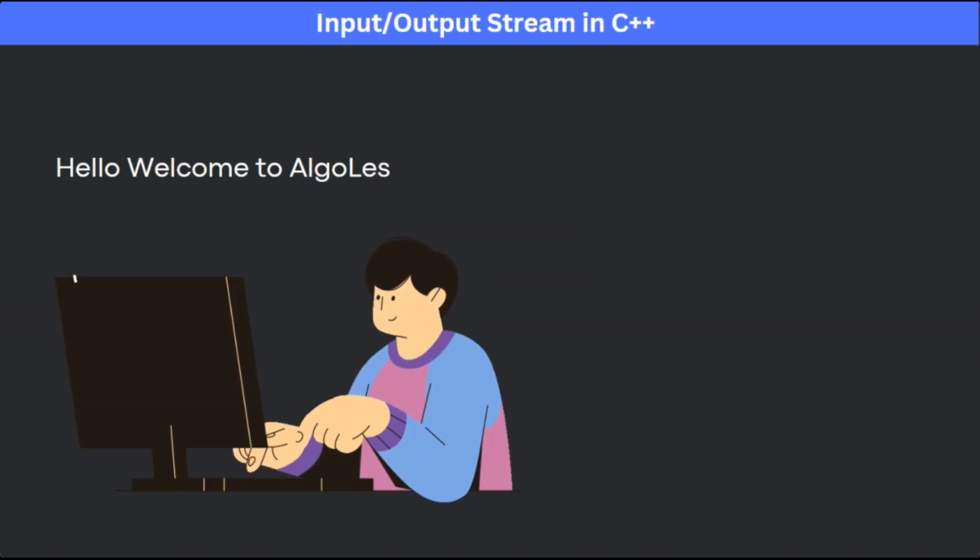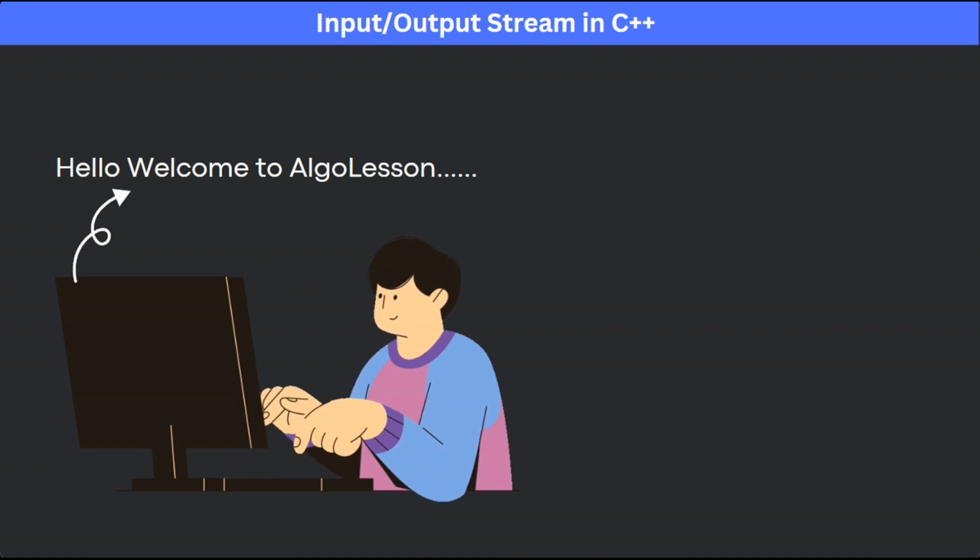Now let's say we build one application using C++ programming language and you as a user want to give some input, and our program is going to perform some computation and give you some output. Okay, so the task is how we are going to give input and how we are going to take output from our C++ program. So we are going to understand this process in this video.